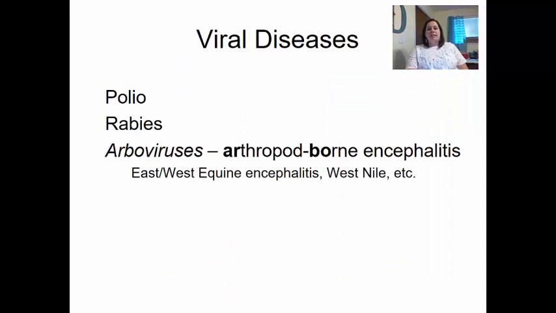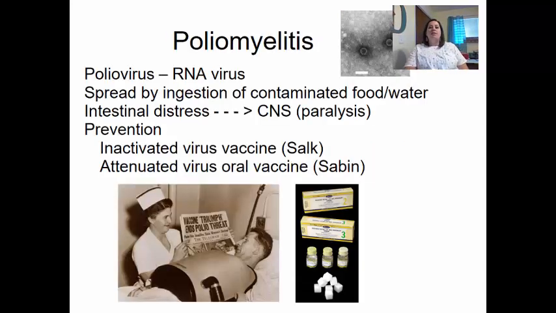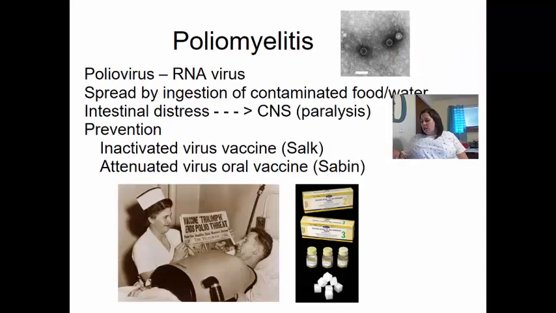With the viral diseases, these include things like polio, rabies, and arboviruses. These arboviruses are arthropod-borne encephalitis. A lot of times this is going to be a group that are the East and West equine encephalitis, West Nile, and some other viruses. So let's look at polio first.